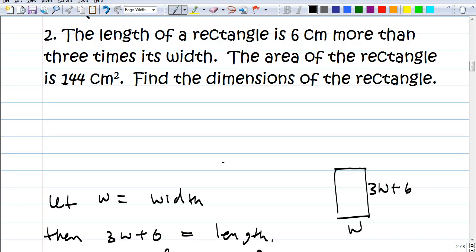Why, Eric? Because it says in the problem. Yeah, can you read the sentence that tells you? The length of a rectangle is 6 centimeters more than 3 times. Yeah, it says 6 centimeters more than 3 times the width. Not just the width. 3 times the width, right? 3 times the width is 3W.